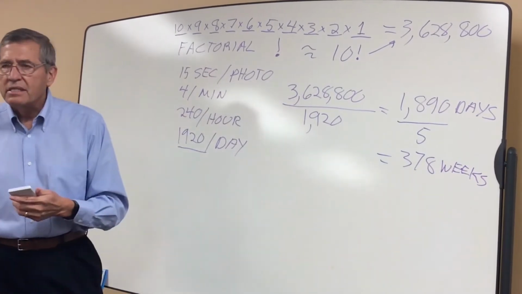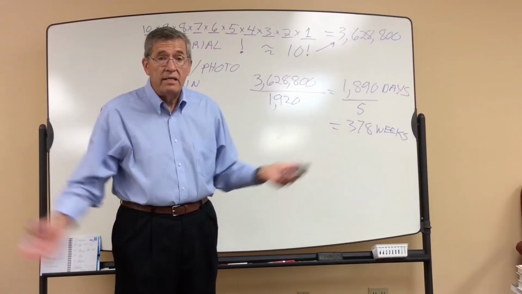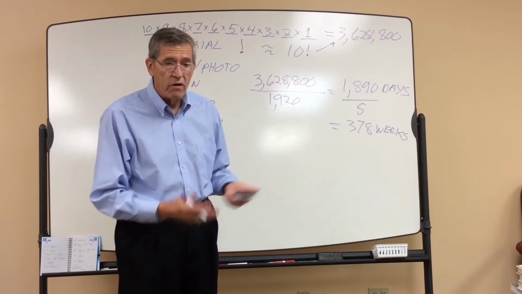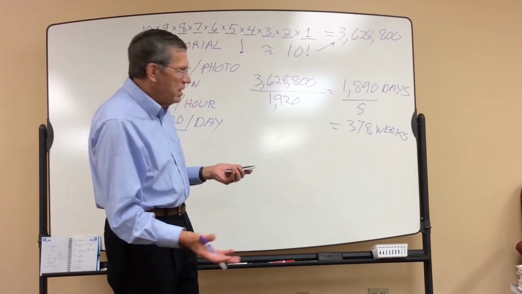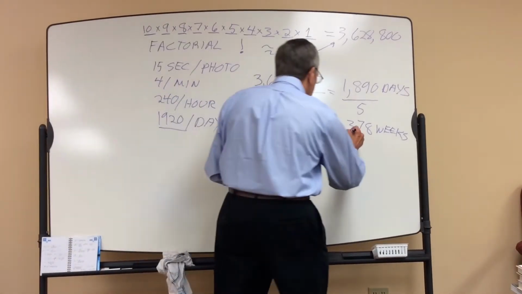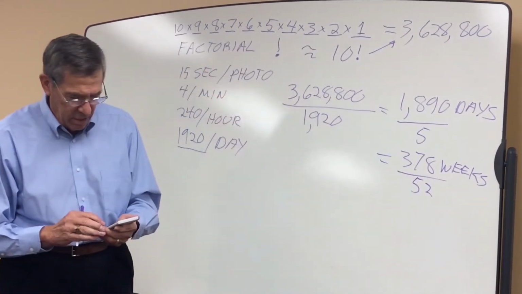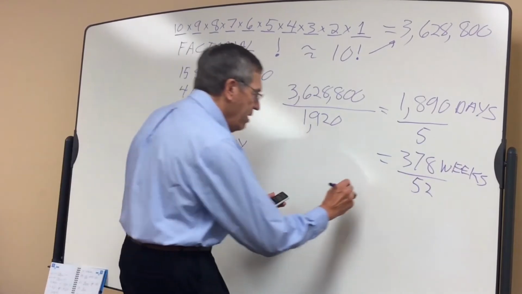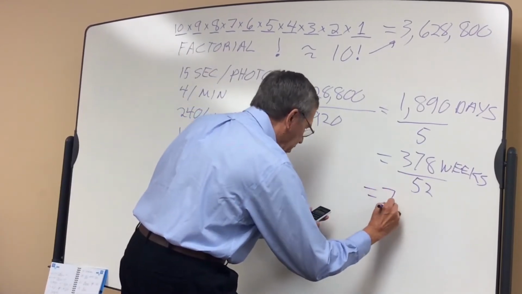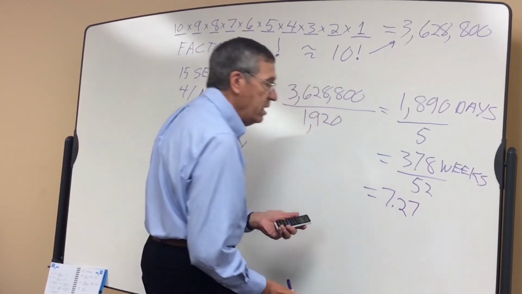So let's say that typical year, let's not take any time off for holidays or time off for a 2-week vacation. Let's just work 52 weeks a year. We want to get this job done. So 52 weeks in a given year. So let's divide that by 52. And guess what? We come up with 7.27 years.